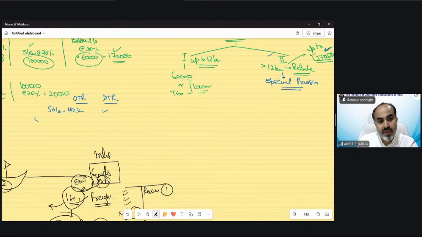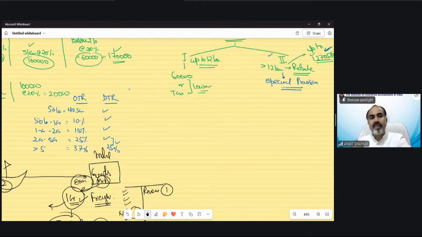Same concept. 50 lakh to 1 crore, 10%, same. 1 crore to 2 crore, 15%, same. 2 crore to 5 crore, 25%, same. More than 5 crore, the rate of surcharge is 37%. But in case of default tax regime, it will remain 25%.